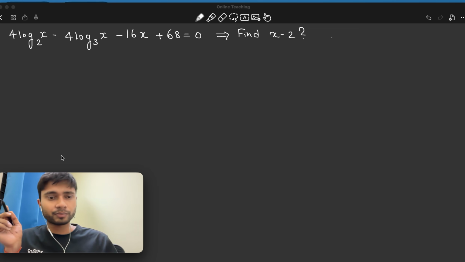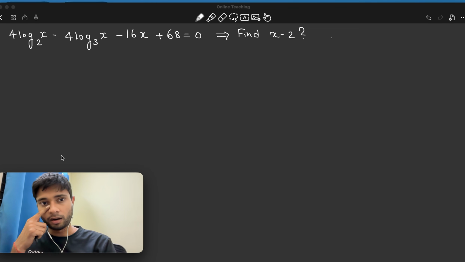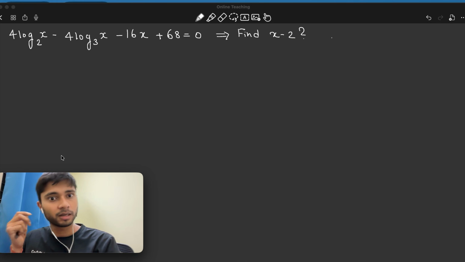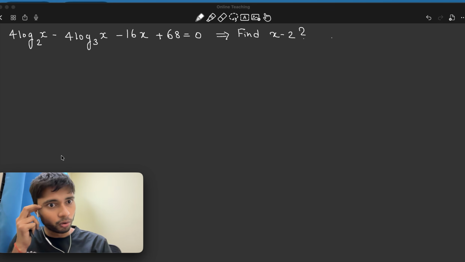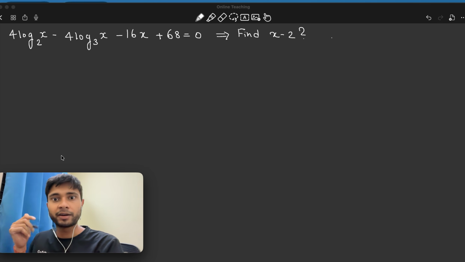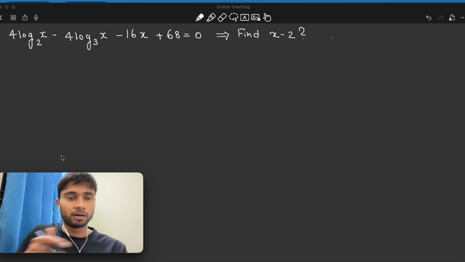Cool. So you can pause the video and try to solve it. Once your attempt is done, you can resume it. Cool. So I'm assuming all of you have tried to solve this, and now we can start towards the solution of this.